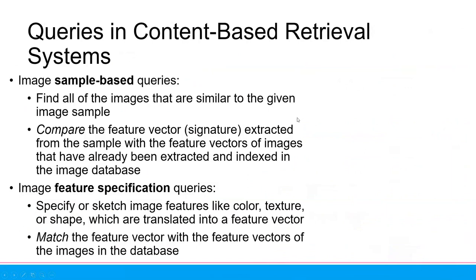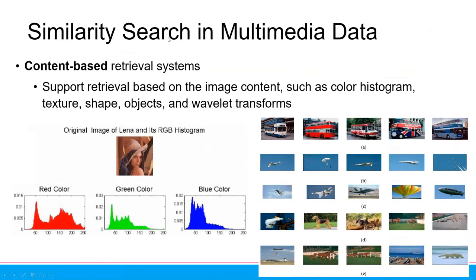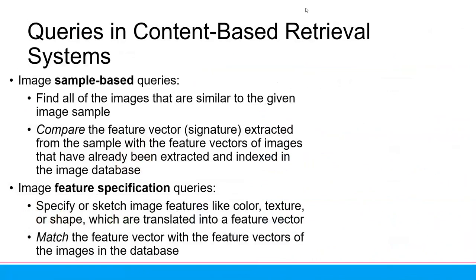The other kind of content-based retrieval system is where we can do a query. In the previous part, we wanted to see some similarity. The similarity can be obtained by using this kind of features. When you want to query, it means you want to search a particular database, for example. So you can have the sample-based query. It means you want to find all of the images that are similar to the given image sample.